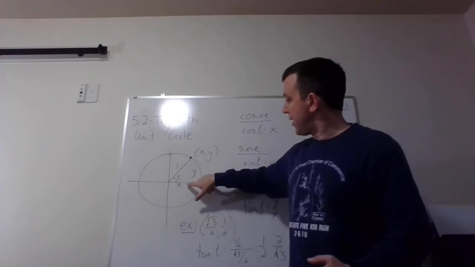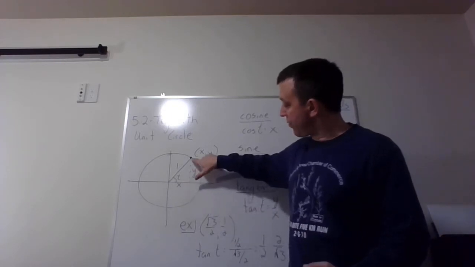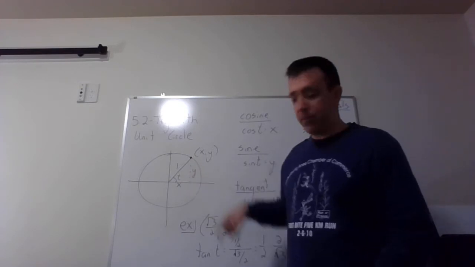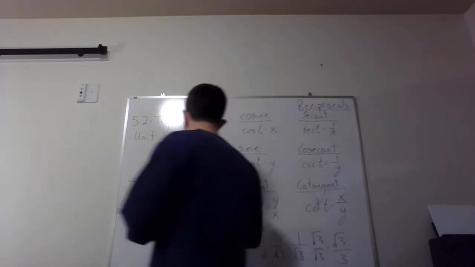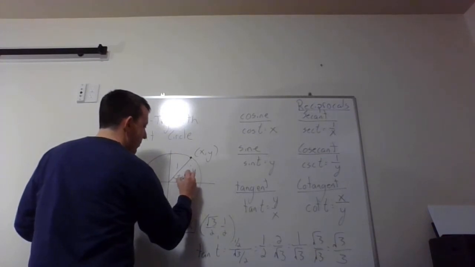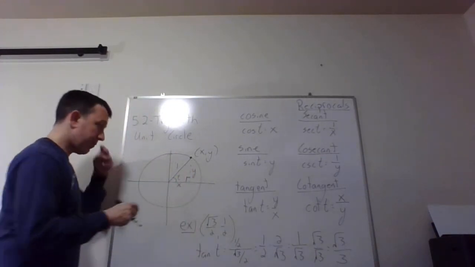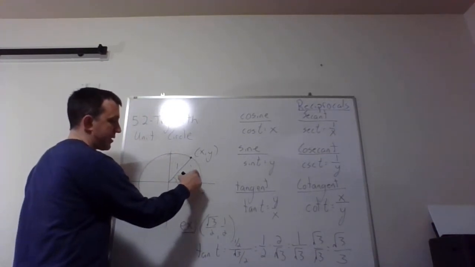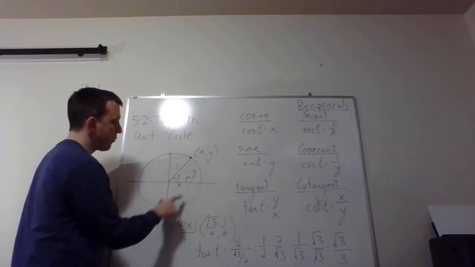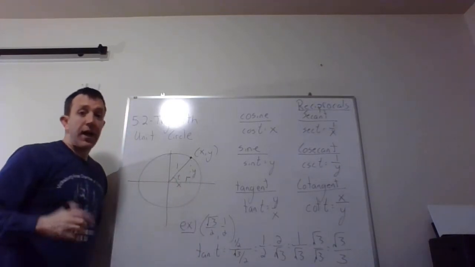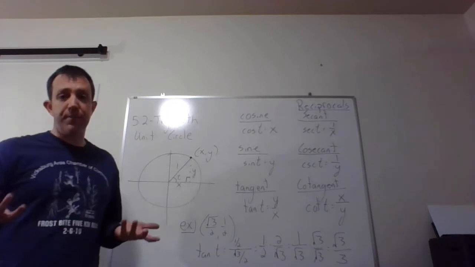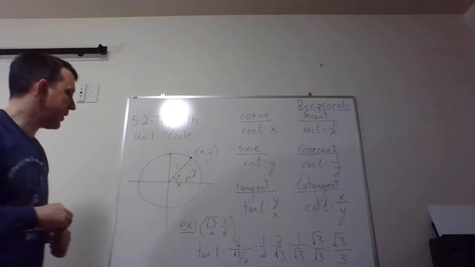So here's how that works. If you drop a line down to the x-axis and make a right triangle, your right triangle has a base of x and a vertical side of y and a radius of 1, and then SOHCAHTOA would apply. And so that's something we'll cover in section 3, but for now, just hang on to it.